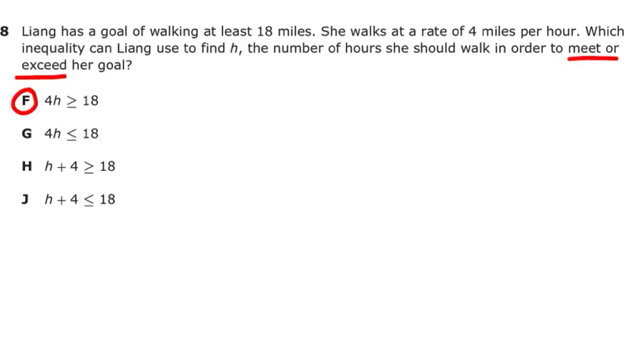Now the only difference between those two is the signs. And that's why I underlined meet or exceed, because F tells us 4H, her answer could either be greater, which will go with exceed, or would at least meet, be equal to 18. Whereas with G, it's telling us her answer will be less than 18 or equal to 18. And we want her to meet or be equal to her goal, not be less than. So that's why it's F.